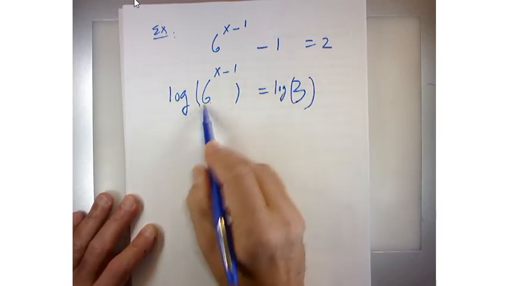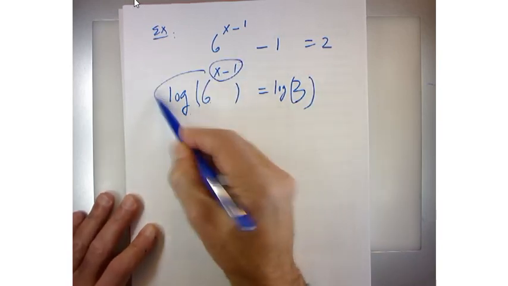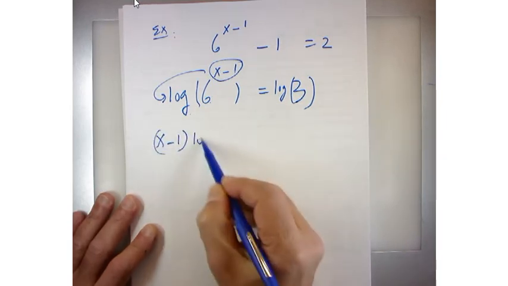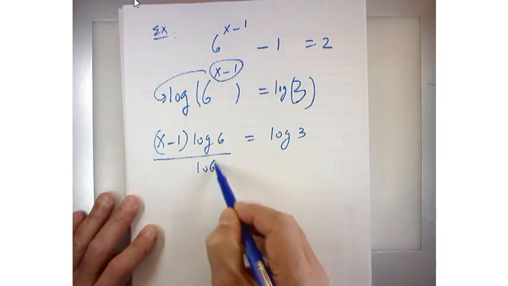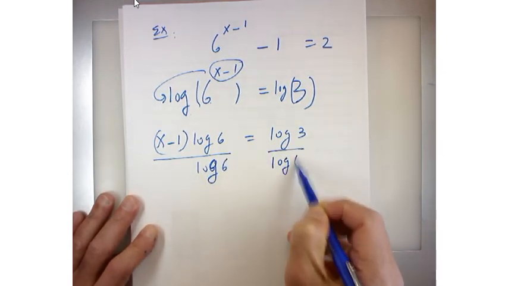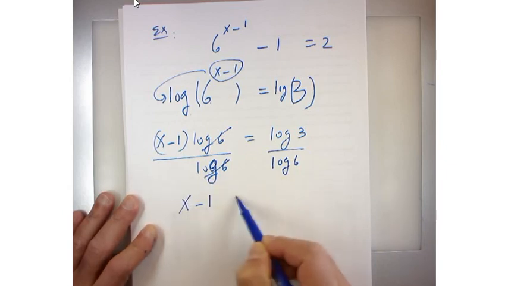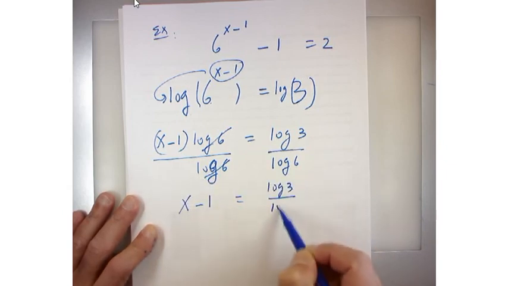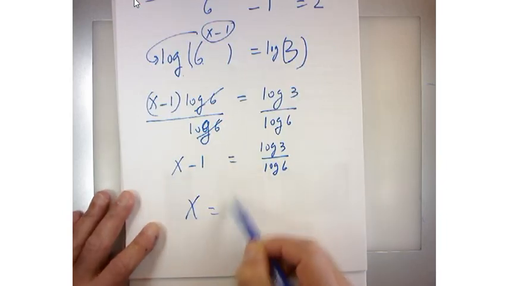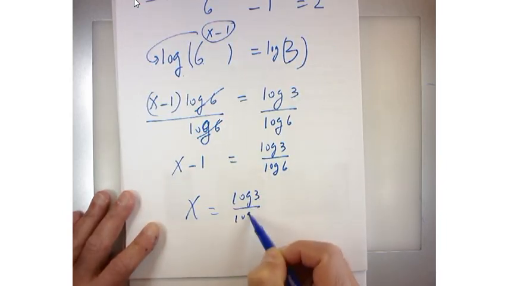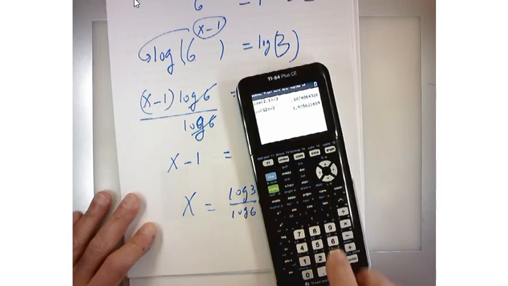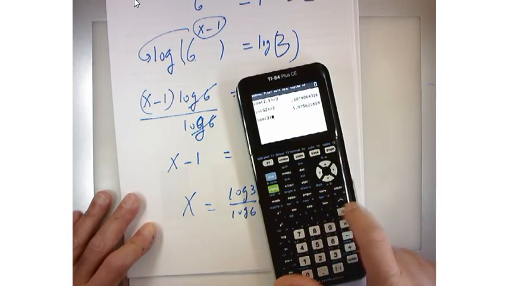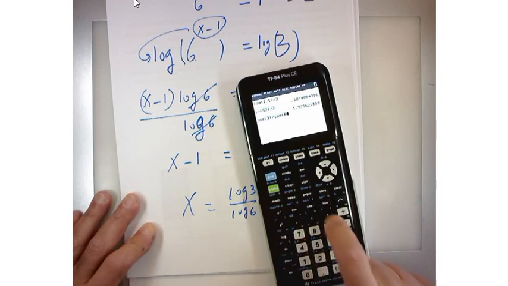That's not going to cancel out because the bases are not the same, but we can take this exponent and times it by the log using the power rule for log. You want to isolate x, so you divide by log 6. You get x minus 1 is log 3 over log 6. And then you add 1 to get your final answer. Again, this would be the exact answer. If they're asking for an estimate, then you put it in your calculator. Log of 3 divided by log of 6 and then plus 1.